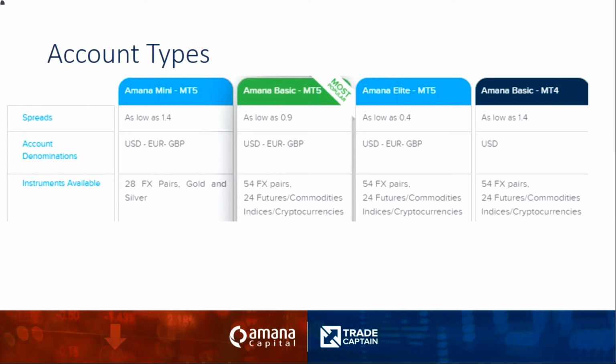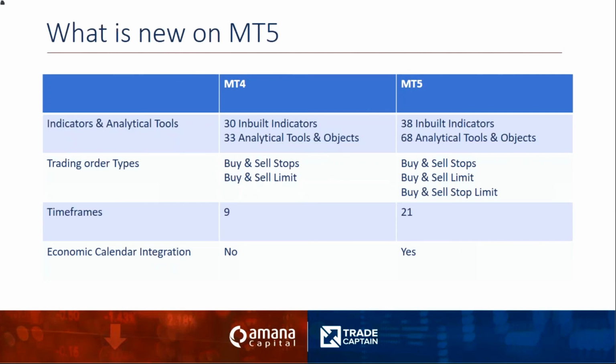What's new on the MT5? Well, the new MT5 provides you with 8 new built-in indicators, 35 new analytical tools and objects. There are also 2 new types of pending orders, which are the buy stop limit and sell stop limit. The buy stop limit is a combination of a stop order and a buy limit order, whereby once the specified price is reached, a buy order is placed above and the stop loss below. The sell stop limit is the opposite.